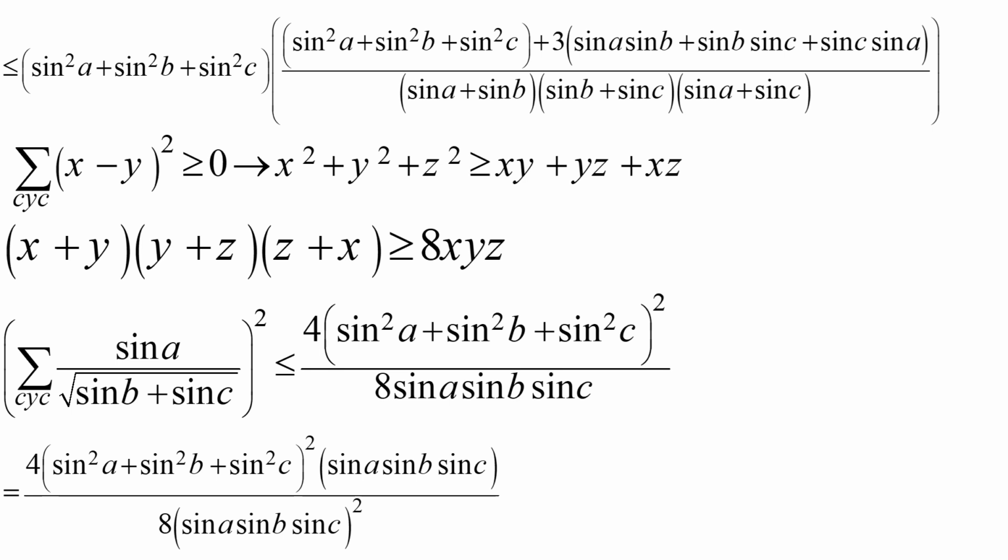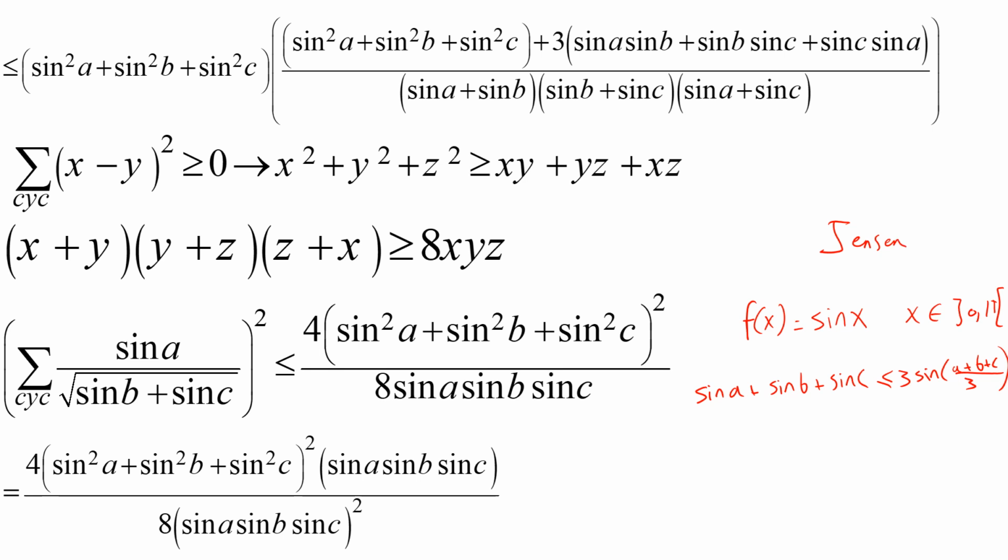Of course, in my last video, I proved that f(x) equal sine x is concave when x belongs to 0 to pi, and as a result, sine A plus sine B plus sine C will be less than or equal to 3 sine of (A plus B plus C over 3). This is from Jensen. This is Jensen inequality.